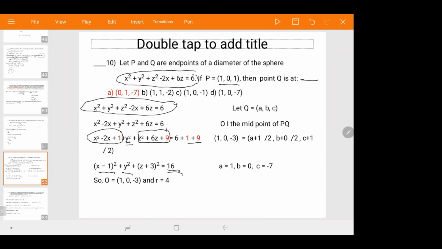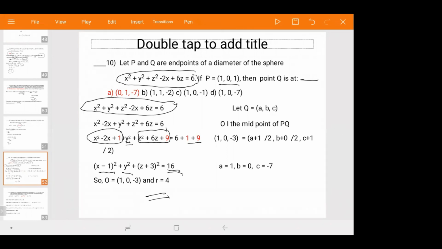Now from this standard equation of the sphere, we can find the center and radius. The center is 1, 0, negative 3, and the radius is the square root of 16, that is 4. Now let Q be the point with ordered triple A, B, C.